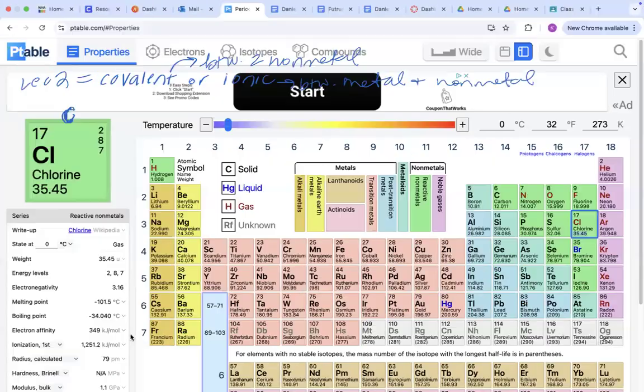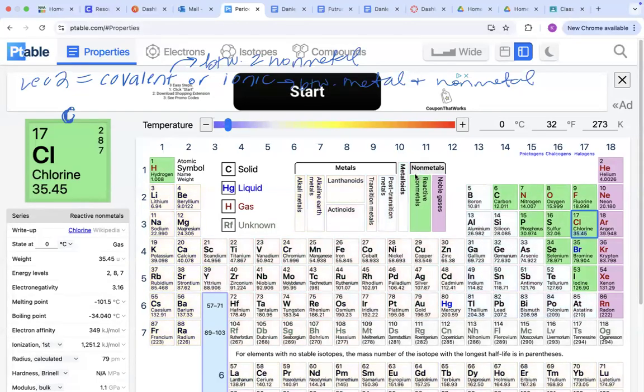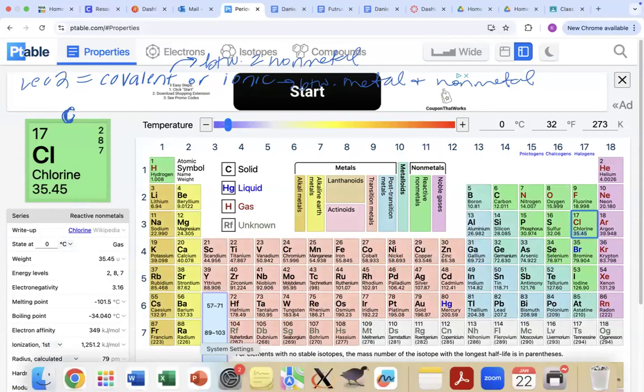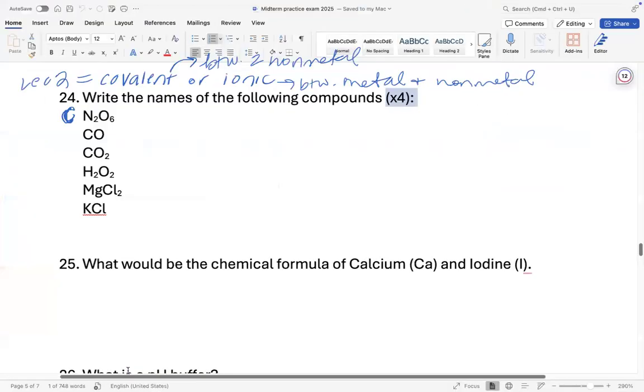So whether it's covalent or ionic, it's going to be the same. So we have oxygen here and carbon here. They're both nonmetals. All right, so this is covalent and this is covalent. They're just in different ratios.